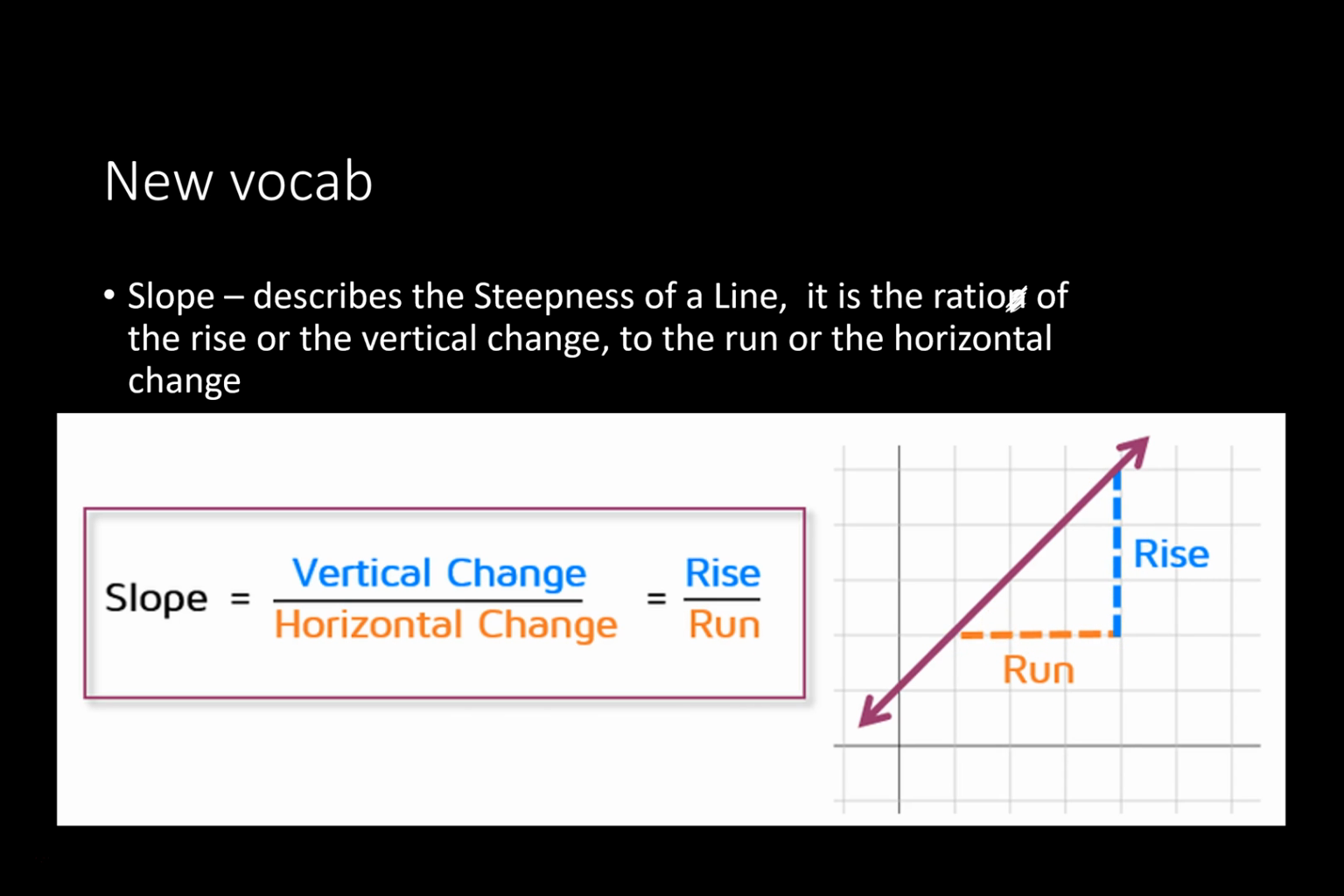If they actually give you the line, you can sometimes just count it out. So it'd be 1, 2, 3 up, over by 3. So rise of 3 over 3. So this would be a slope of 1.